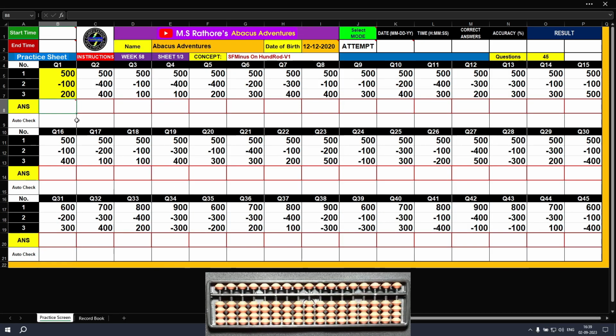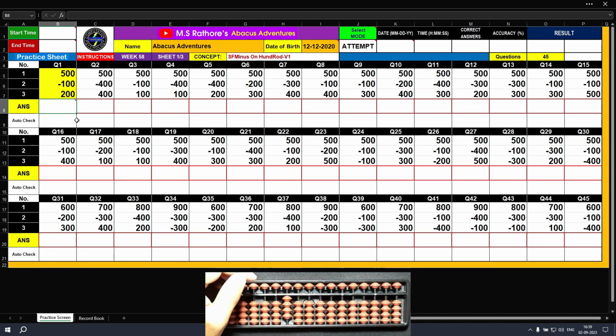Let's understand how small friends minus formulae are used on the 100th rod. Question number 1. So this is the 100th rod. The first value here is plus 500 with the left hand middle finger. We have 500 as the answer now. Minus 100. So we do not have a bead available for minus, so we will use the formula minus 1. Small friends, minus 1 equals plus 4 minus 5. Now the answer is 400.